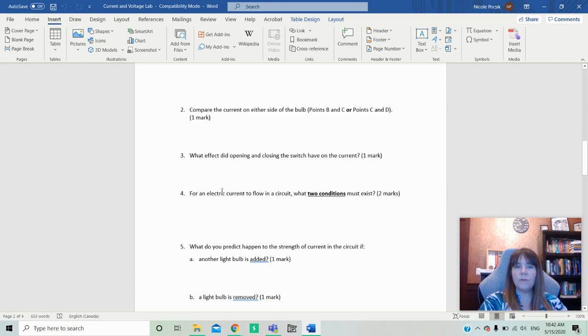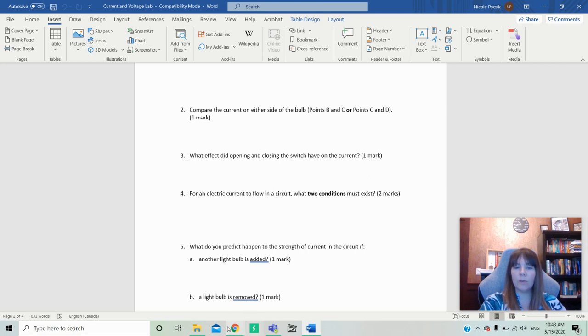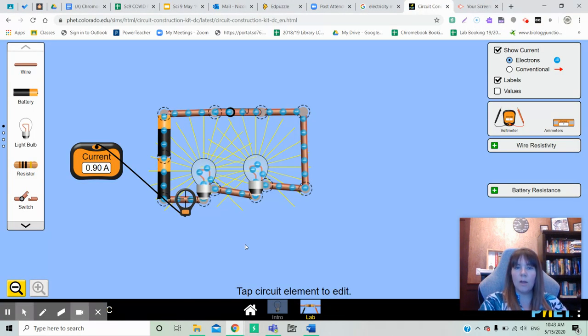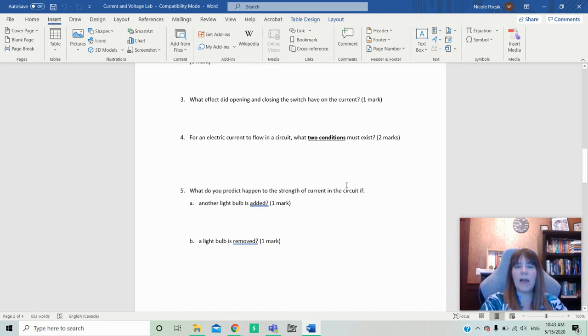Okay, now it says for an electrical current to flow, what two conditions must exist? So if you think back to the circuit I created right here, what two things do I absolutely need in order for electrons to flow? I want you to think about that, add that into your answer. What do you predict will happen to the strength of the current if another light bulb is added or if a light bulb is removed? So remember the strength of the current. I want you to think about those as well.